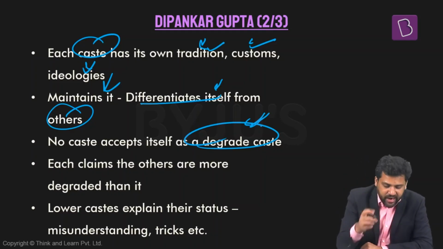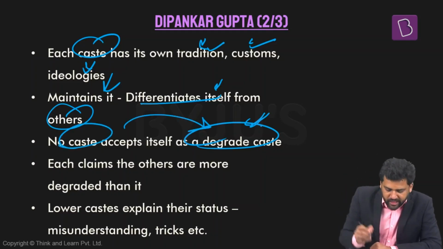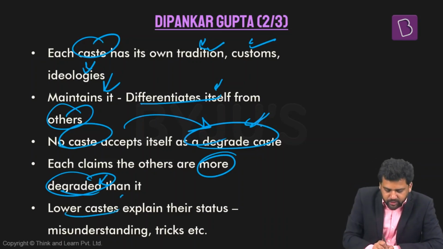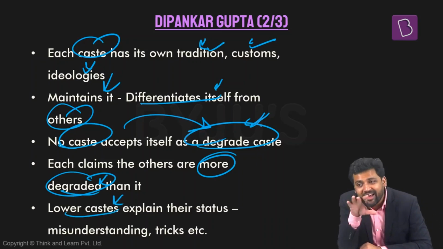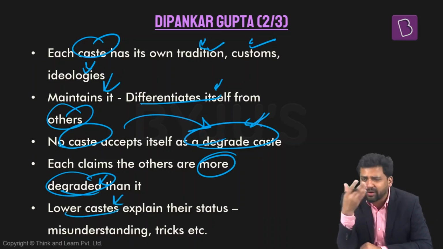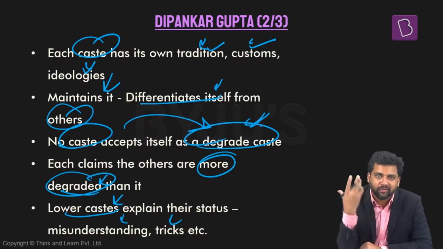Professor Dipankar Gupta is questioning that. He's saying that no caste accepts itself as a degraded caste. Each claims the others are more degraded than itself. And many times the lower caste will try to find a justification for why they have possibly been given a comparatively lower status. They will say that some particular community mistreated them or there was some sort of misunderstanding. So no one is ready to accept the degraded status, which Dumont was thinking is something which is acceptable everywhere.